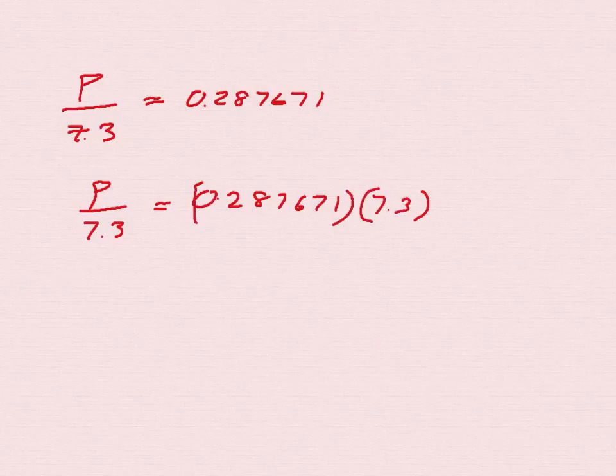When you multiply 7.3 on the top by a 7.3 on the bottom, they would cancel, leaving you just a 1, or in other words, just a p. The product of 0.287671 by 7.3 would give you the answer. It's not very neat, 2.09999. Let's just say that's the value for p.